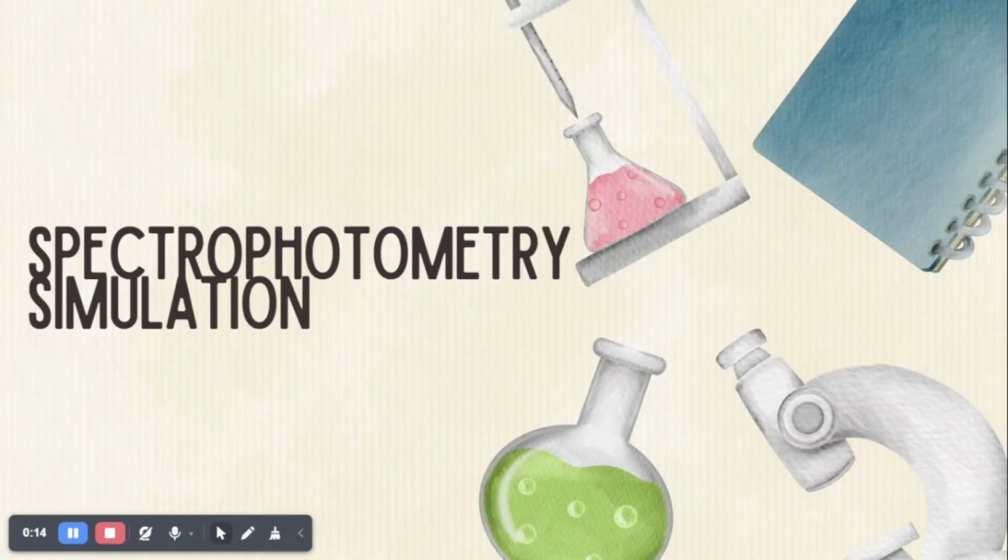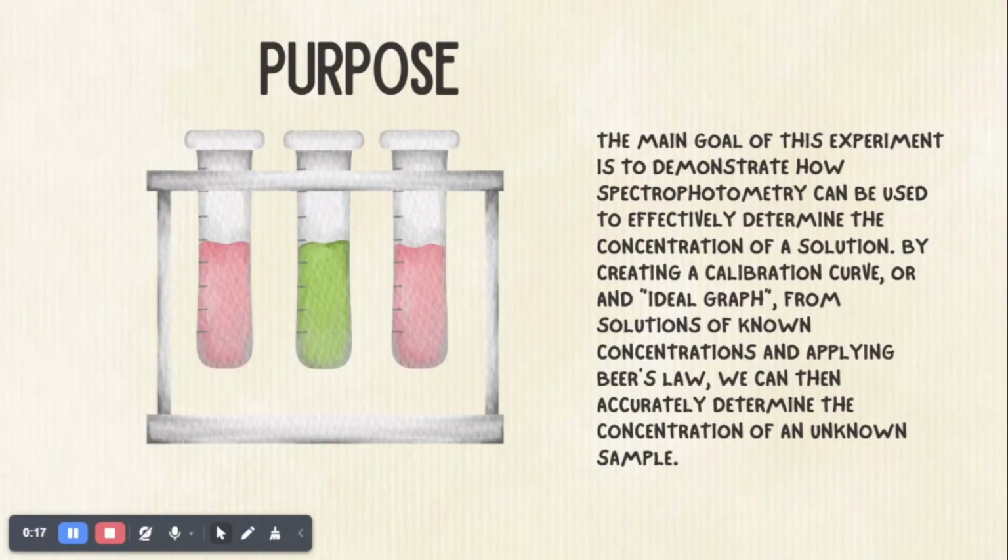The main goal of this experiment is to demonstrate how spectrophotometry can be used to effectively determine the concentration of a solution. By creating a calibration curve, or an ideal graph, from solutions of known concentrations and applying Beer's law, we can then accurately determine the concentration of an unknown sample.